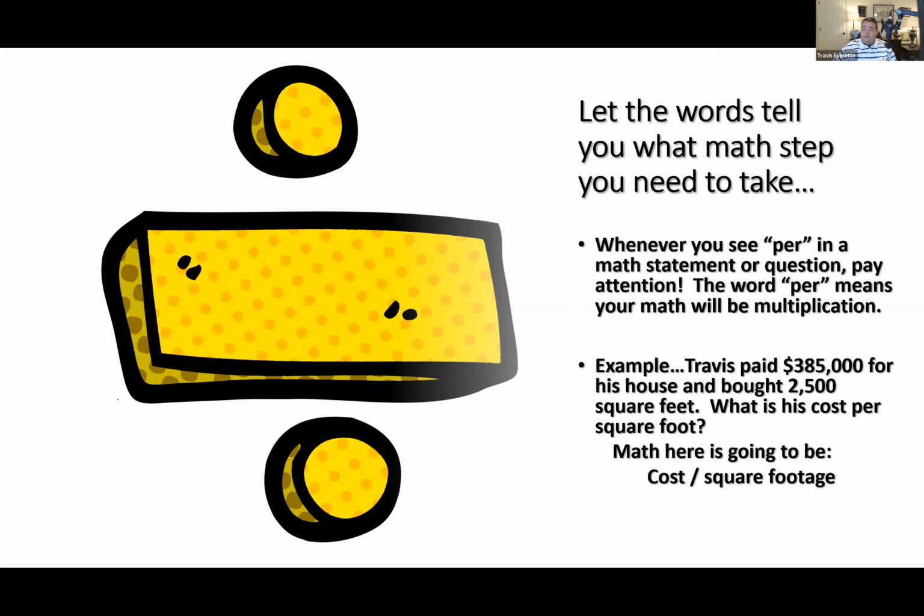So Travis paid $385,000 for his house and bought 2,500 square feet. What is his cost per square foot? So right here, there's the question. What is his cost per square foot? And not only is that the question, but there's that word we know means something. Per, that means divide. So cost per square foot is the same thing as cost divided by square foot.